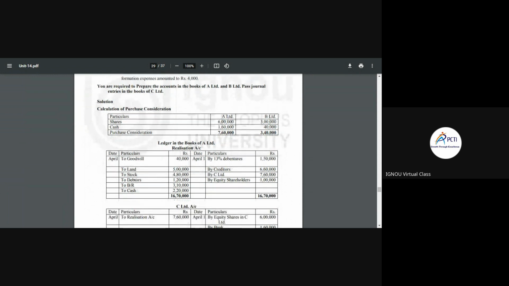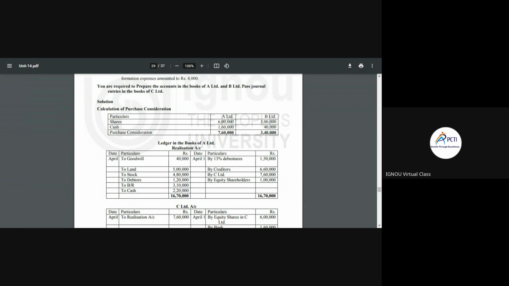Next one, they asked us to maintain and prepare the accounts of the books of A Limited and B Limited, and pass the necessary general entries for C Limited. First of all, we need to calculate the purchase consideration, and the purchase consideration is in the form of shares and cash. For A Limited, shares will be 6 lakh and for B Limited 3 lakh. Cash for A Limited 1,60,000 and for B Limited 40,000. So the total purchase consideration of A Limited will be 7,60,000 and for B Limited 3,40,000.